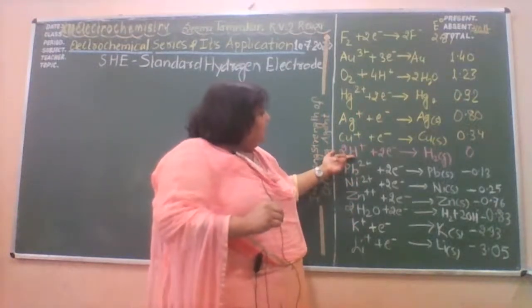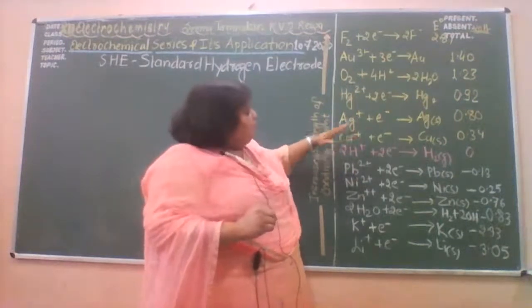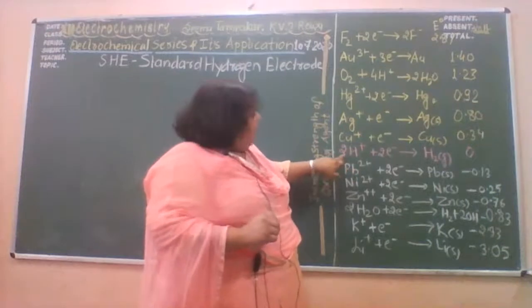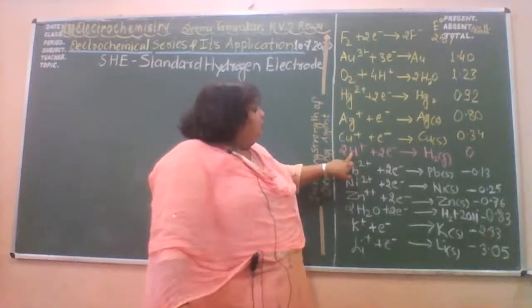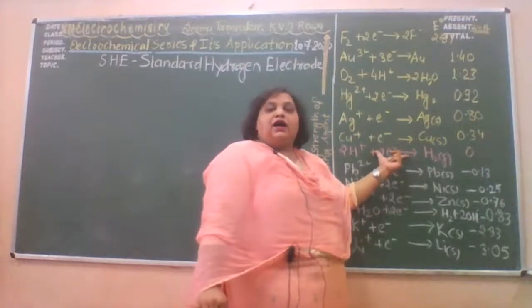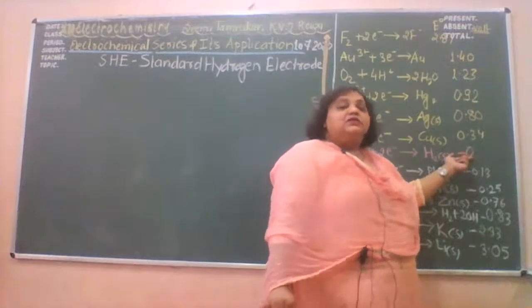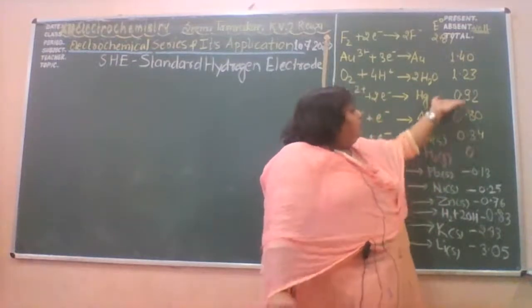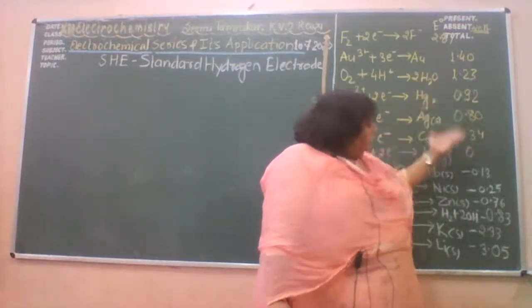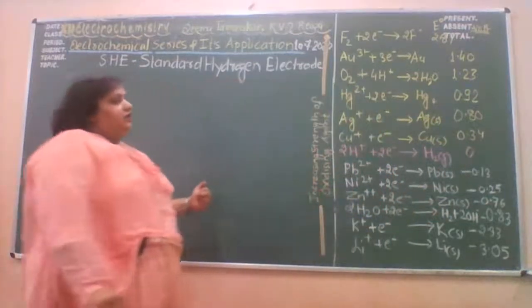Here you can see the value. I have distinguished it purposefully so that you can identify. Hydrogen, here you can see 2H+ + 2e- to H2, this is the standard hydrogen electrode, and its potential is 0. Above this, you can see the values are positive. Below this, you are seeing the values are negative.